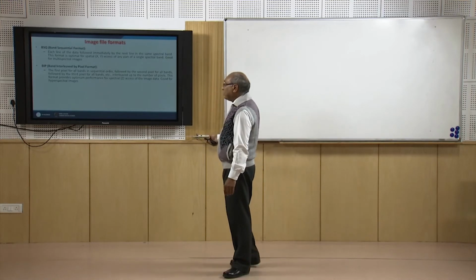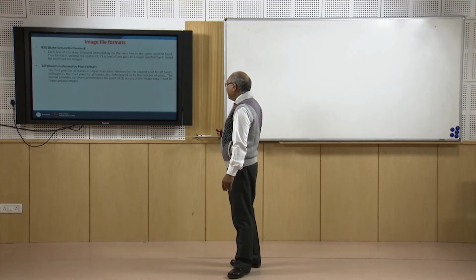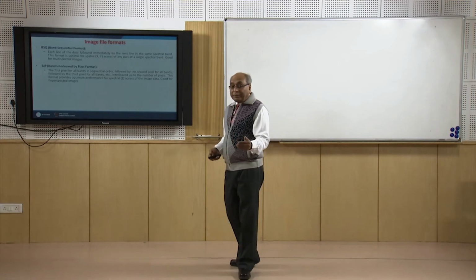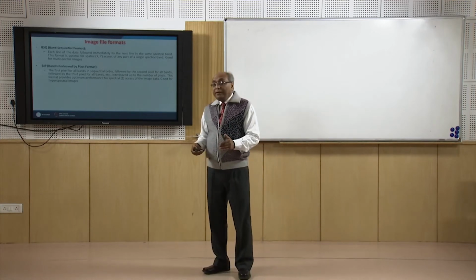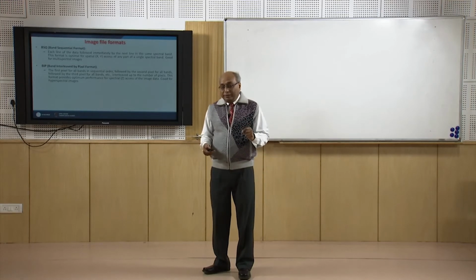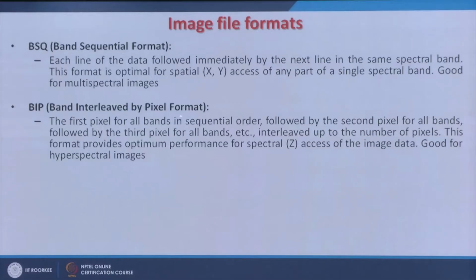This format provides optimal performance for spectral access of image data, good for hyperspectral images, because hyperspectral remote sensing is developing very nicely in parallel, and therefore for such kinds of images this BIP or band interleaved by pixel format is going to be very good.